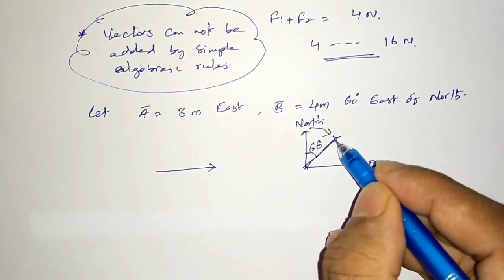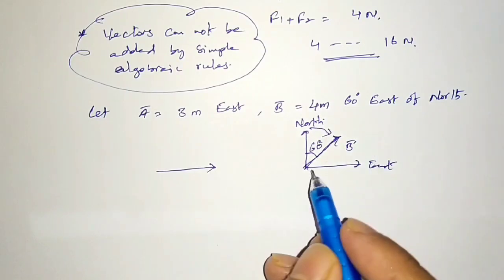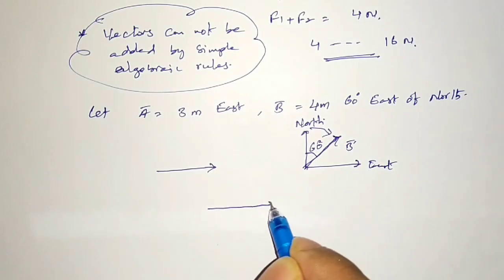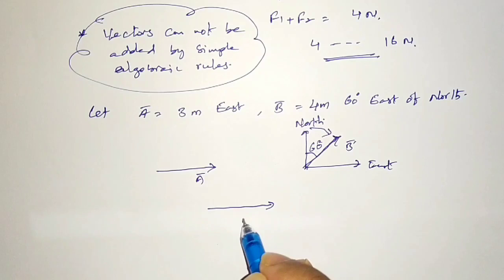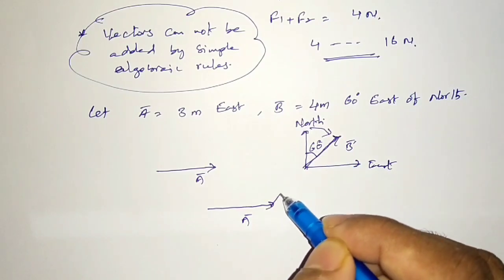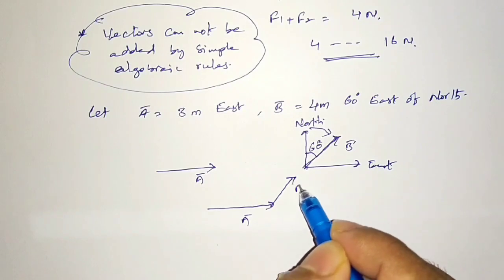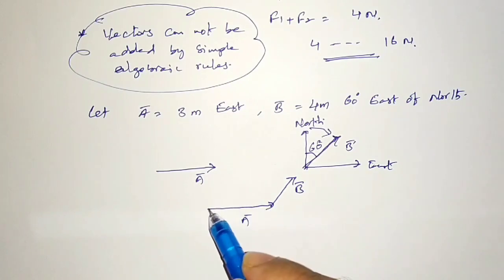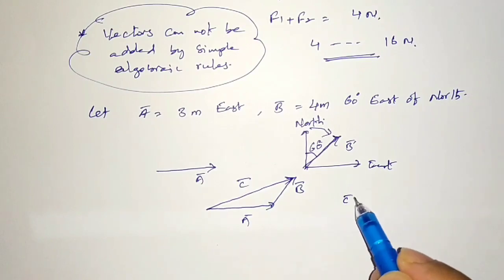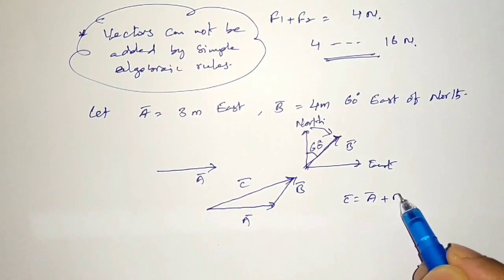This is our vector B. I am going to add these two vectors. So let us see how. This is vector A, right? So how to add B? Tail of B should be placed at the head of vector A. Now what will be the resultant vector? This is the resultant vector C bar. So C bar is equal to A bar plus B bar.